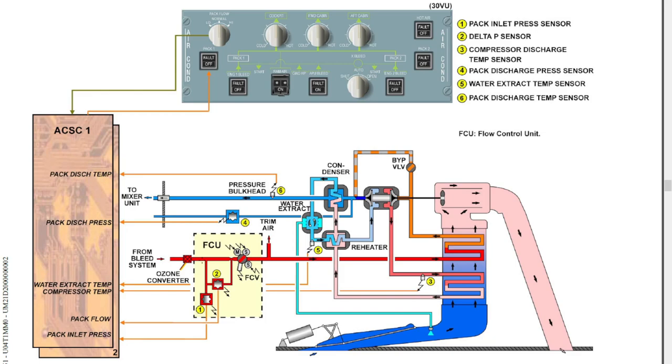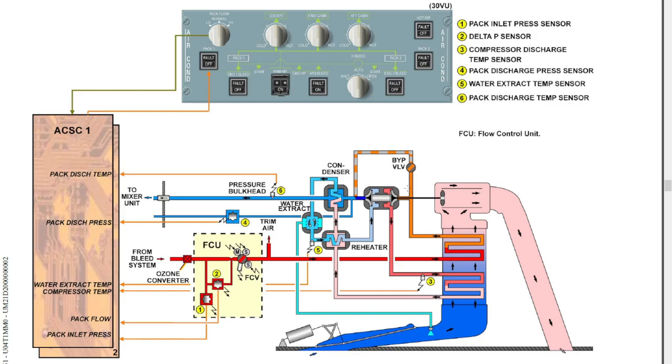If the engine is at idle, you will have a lesser amount of airflow coming to the flow control valve inlet comparatively, and the air conditioning system control computer will ask the EIU to increase the idle thrust so you can have high pressure at the pack inlet. So the pack inlet pressure sensor will sense if there is a low inlet pressure, and it will signal the air conditioning system control computer, and the computer will do two things.